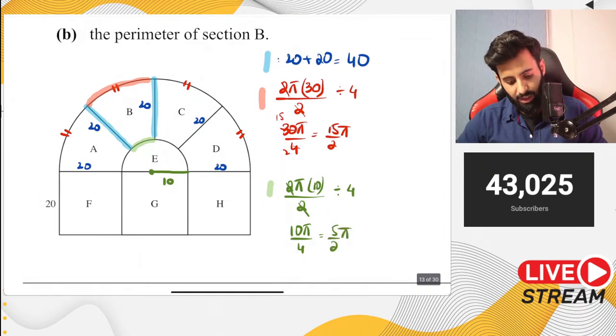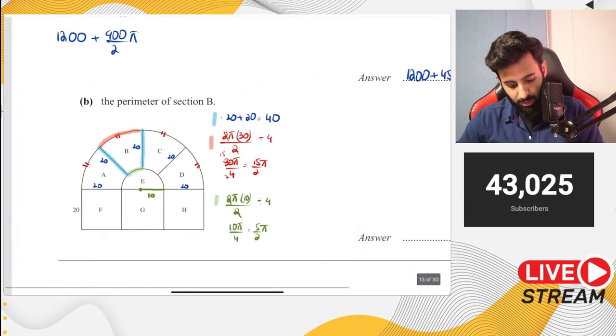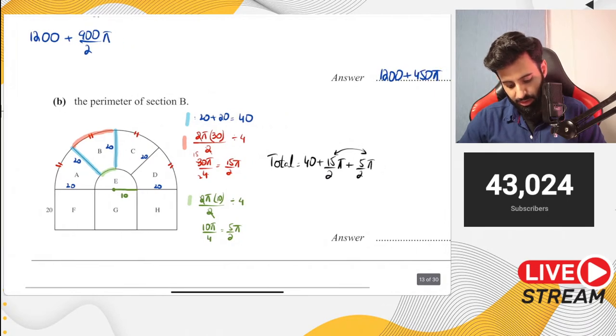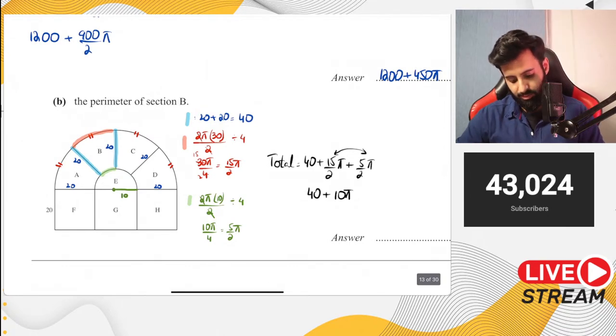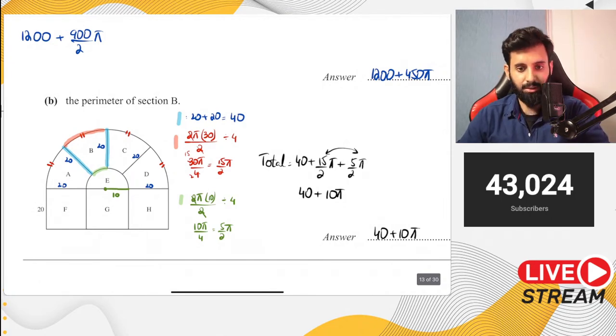Okay, and now what we have to do is find the total. We can find the total by simply adding everything up. So 40 plus 15 upon 2 pi plus, sorry, not 7, 5 upon 2 pi. So 15 pi plus 5 pi is 20 pi. 20 pi upon 2 is 10 pi. So 40 plus 10 pi is the final answer. There you go, 40 plus 10 pi. That's it, that's your answer.